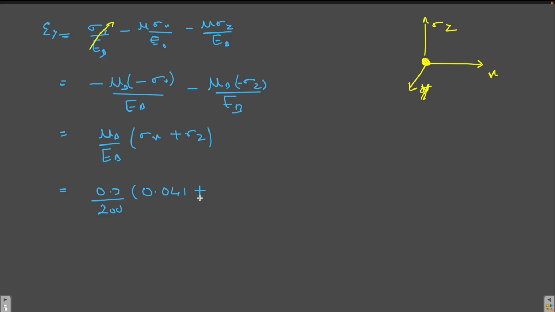0.041 plus sigma z is how much? 0.5 given to you. So the answer will be 8.11 into 10 to the power minus 4. Let's find out what is strain in z direction now.